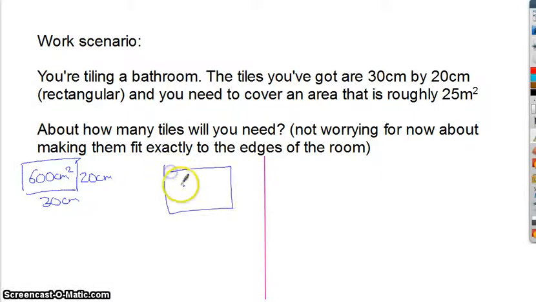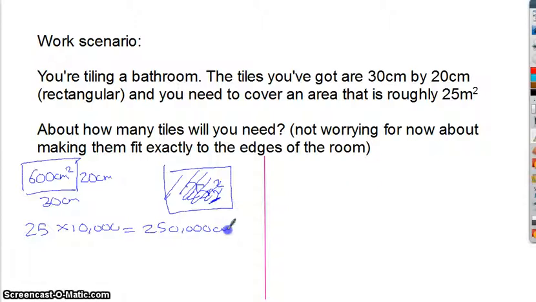Now the area that I'm trying to fill is 25 metres squared, so it's different units. What I need to do is get them the same. So a couple of ways I could do it. I might try and put this into centimetres squared, would be one way. So 25 metres squared into centimetres squared, well, we know there are 10,000, so that's going to give me 250,000 centimetres squared. That's what this area is here.